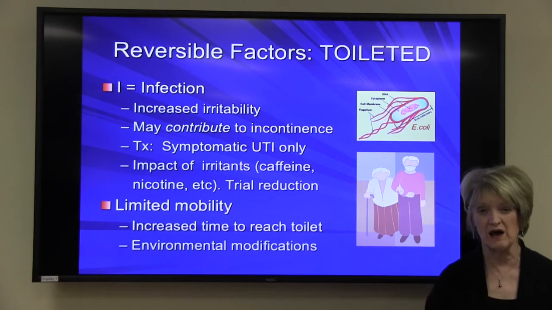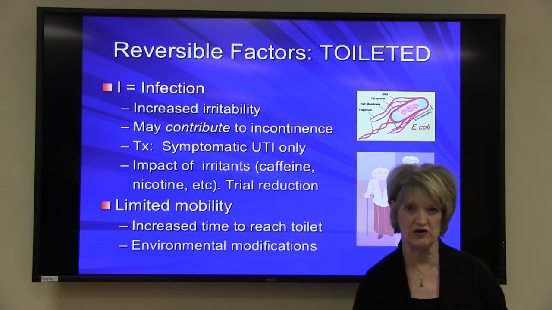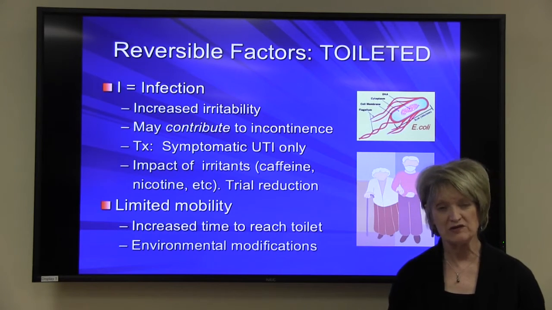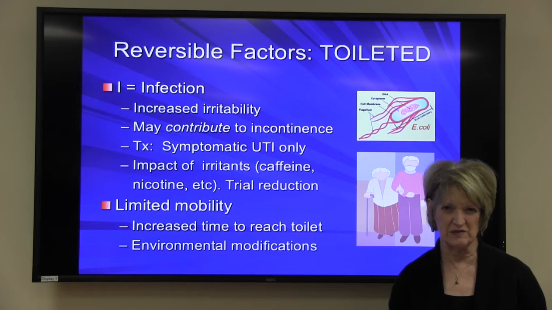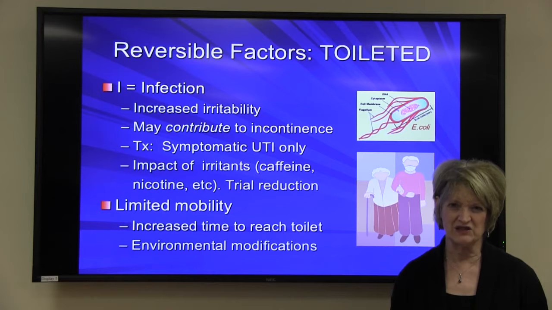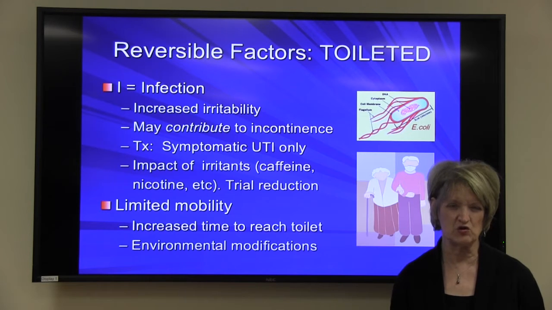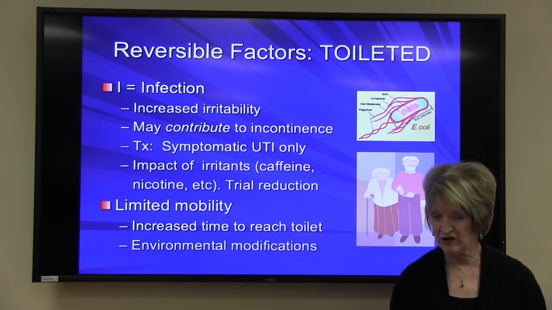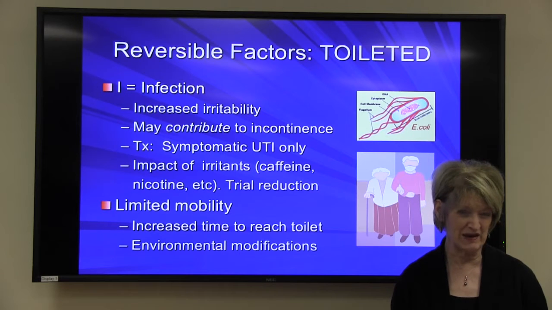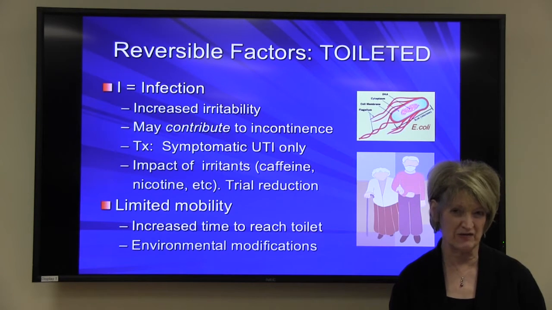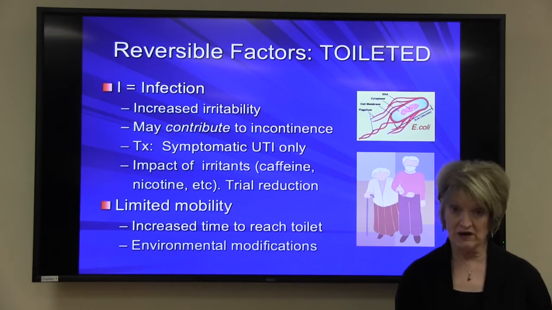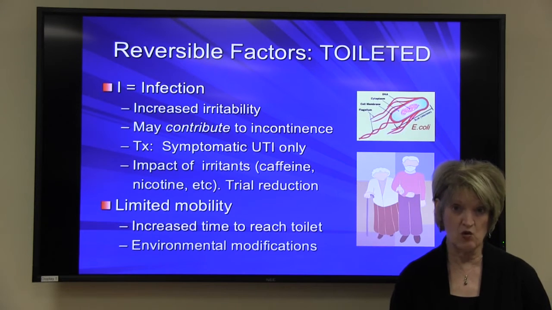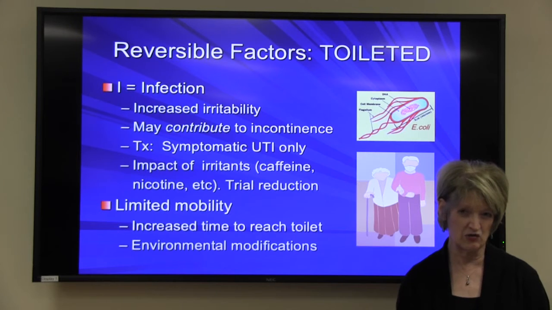The second way that I is sometimes used is to denote irritants. Now, this is one of those areas where our data is very limited. So the data that we have suggests that for some individuals who are susceptible, caffeine can be a bladder irritant, nicotine can be a bladder irritant, carbonated drinks may serve as a bladder irritant, aspartame may be a bladder irritant, and possibly citrus beverages. We don't have great data on this, so this is based heavily on anecdotal reports.